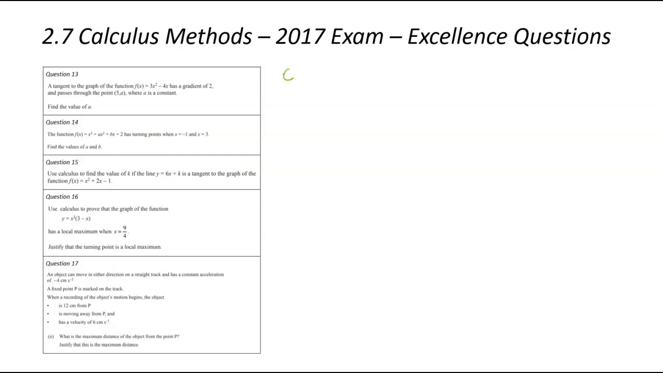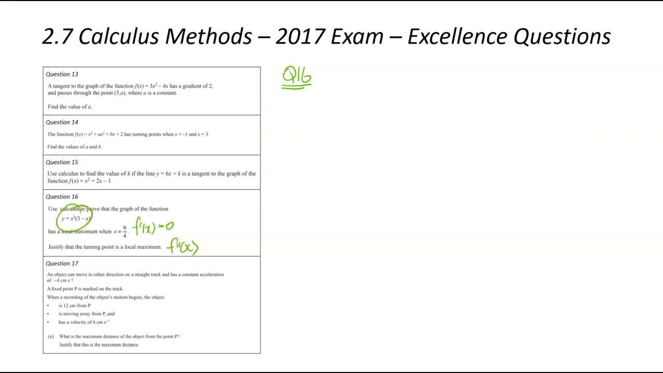Okay, so we are now looking at question number 16. And we've been asked to use calculus to show that the function has a local maximum when x is 9 over 4. And we've been asked to justify that the turning point is a maximum. That probably means we need to look into the second derivative later on. And because it's a turning point, we know that f dash x will be equal to 0.